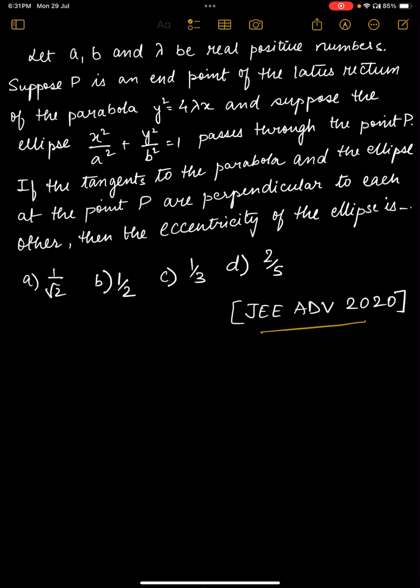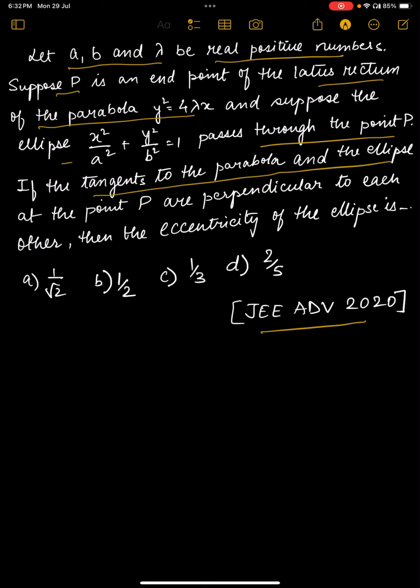So in this question, we are given that let a, b and lambda be real positive numbers. Now suppose P is an endpoint of the latus rectum of the parabola y squared is equal to 4 lambda x, and suppose the ellipse, x squared by a squared plus y squared by b squared is equal to 1, also passes through the point P. If the tangents to the parabola and the ellipse at the point P are perpendicular to each other, then the eccentricity of the ellipse is. It's a very simple question provided you know the formulas.